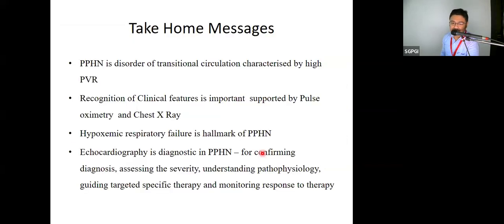So take home messages: basically the PPHN is a disorder characterized by high pulmonary vascular resistance. Clinical features are important, which is supported by pulse oximetry and chest X-ray. This is the hallmark: hypoxemic respiratory failure, and echo is diagnostic.